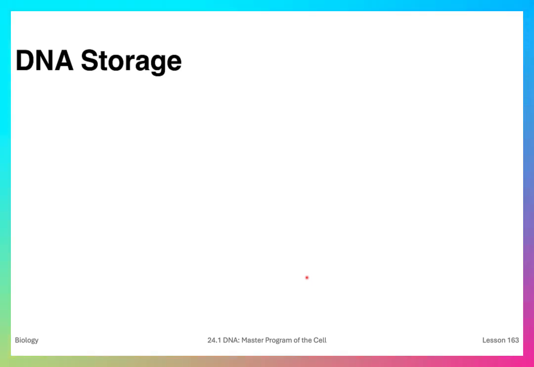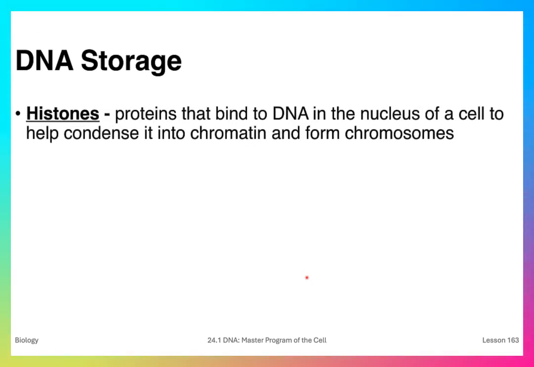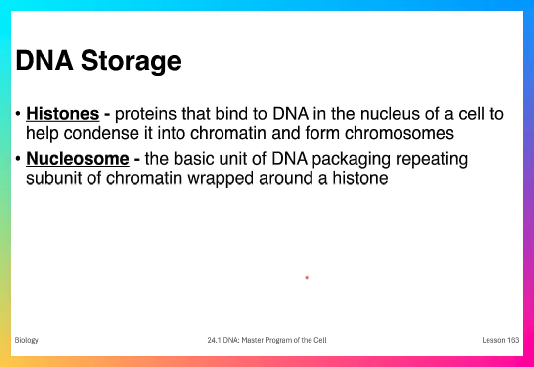Now DNA, when it's in the cell, has to be stored. And in order to do that, there are proteins known as histones that bind to the DNA in the nucleus. What they do is help condense the DNA so that it can be stored in the chromatin of the chromosomes. A nucleosome is the term used for a basic unit of DNA packaging.